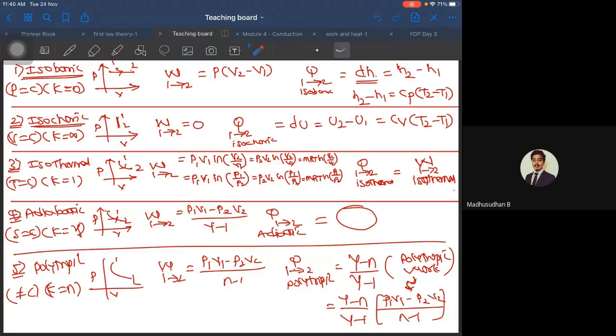So what is polytropic work again? It is (P1 V1 minus P2 V2) divided by n minus 1. So the cumulative expression for calculating the heat flow in a polytropic process is (gamma minus n) divided by (gamma minus 1), into (P1 V1 minus P2 V2) divided by (n minus 1). And this was the recap of whatever you have studied till now. Clear?